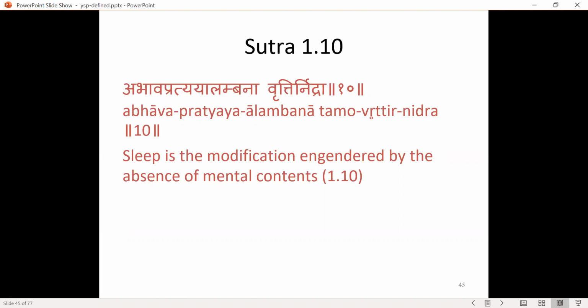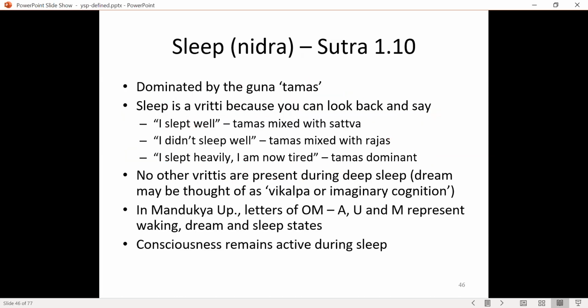So Shivaji, is that emptiness also causing a modification to the mind? Okay, so let's read the notes. Good question.